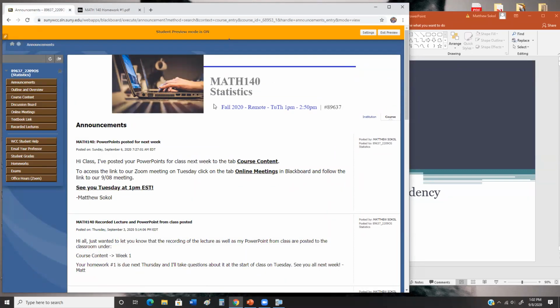So today what we're going to do is talk about measures of central tendency and measures of dispersion.